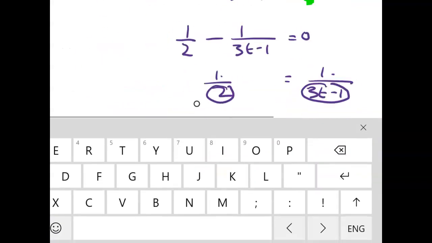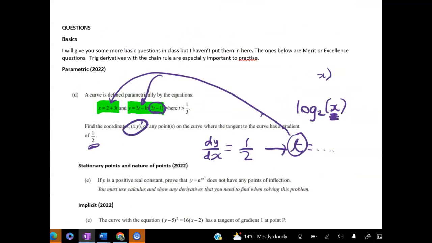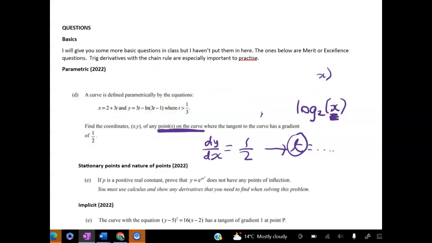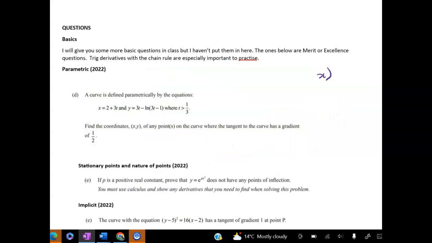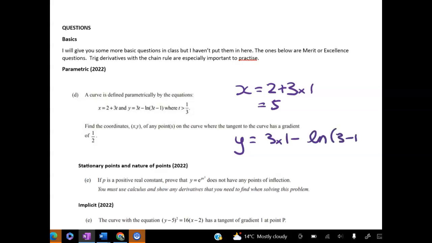but we haven't yet got the coordinates of the point on the curve. So we're going to take t equals 1, and we're going to substitute it into my original equations. So x is going to equal 2 plus 3 times 1, which gives me 5, and y is equal to 3 times 1 minus the natural log of 3 minus 1, which is 3 minus the natural log of 2.